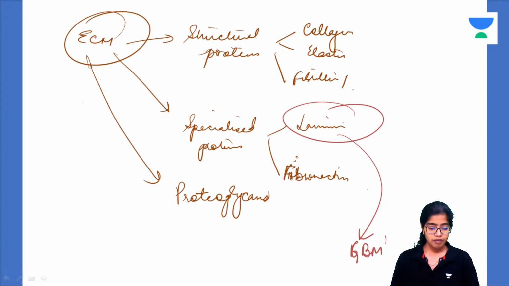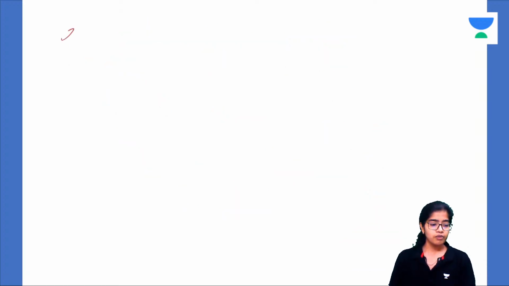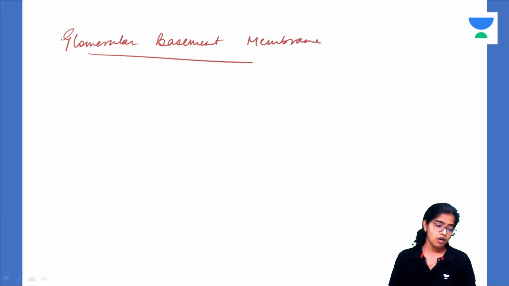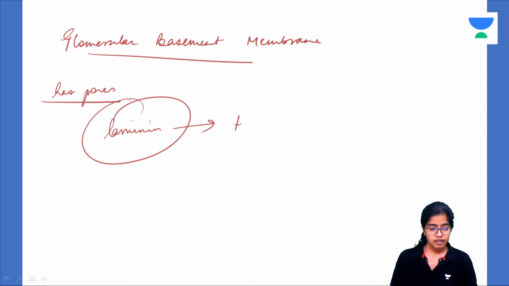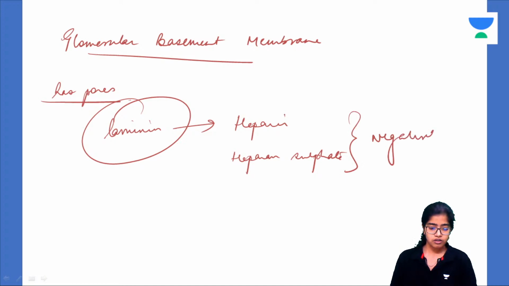glomerular basement membrane. Okay. Now the glomerular basement membrane has pores. Okay, there are pores formed in the glomerular basement membrane, formed by laminin protein. This laminin protein contains heparin and heparin sulfate. Now both of these are negatively charged.